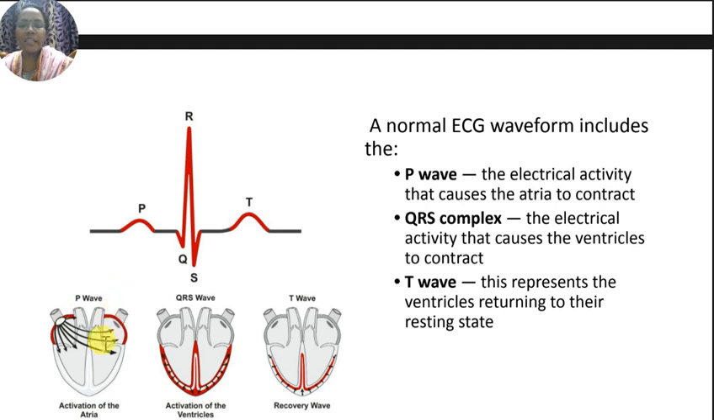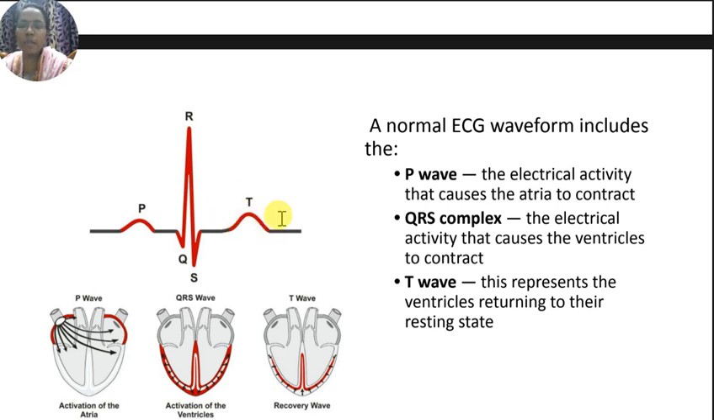After the atrial contraction comes the QRS complex. The QRS complex plays the major role in the ECG characteristics. This causes the ventricles to contract, that is the ventricular depolarization. Ventricular depolarization causes the contraction of the ventricular muscles. Then the T wave represents the resting state again, that is repolarization. Ventricular repolarization is called the T wave.